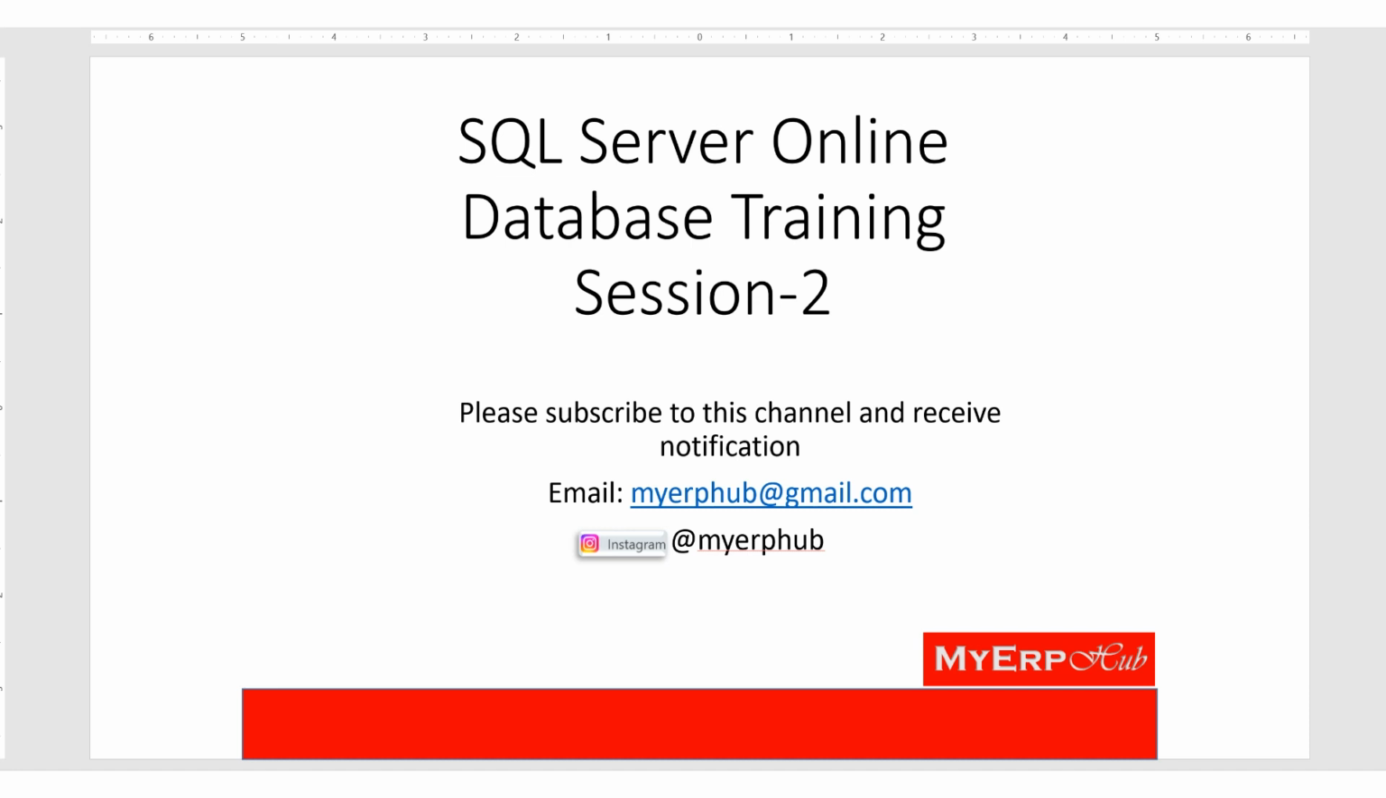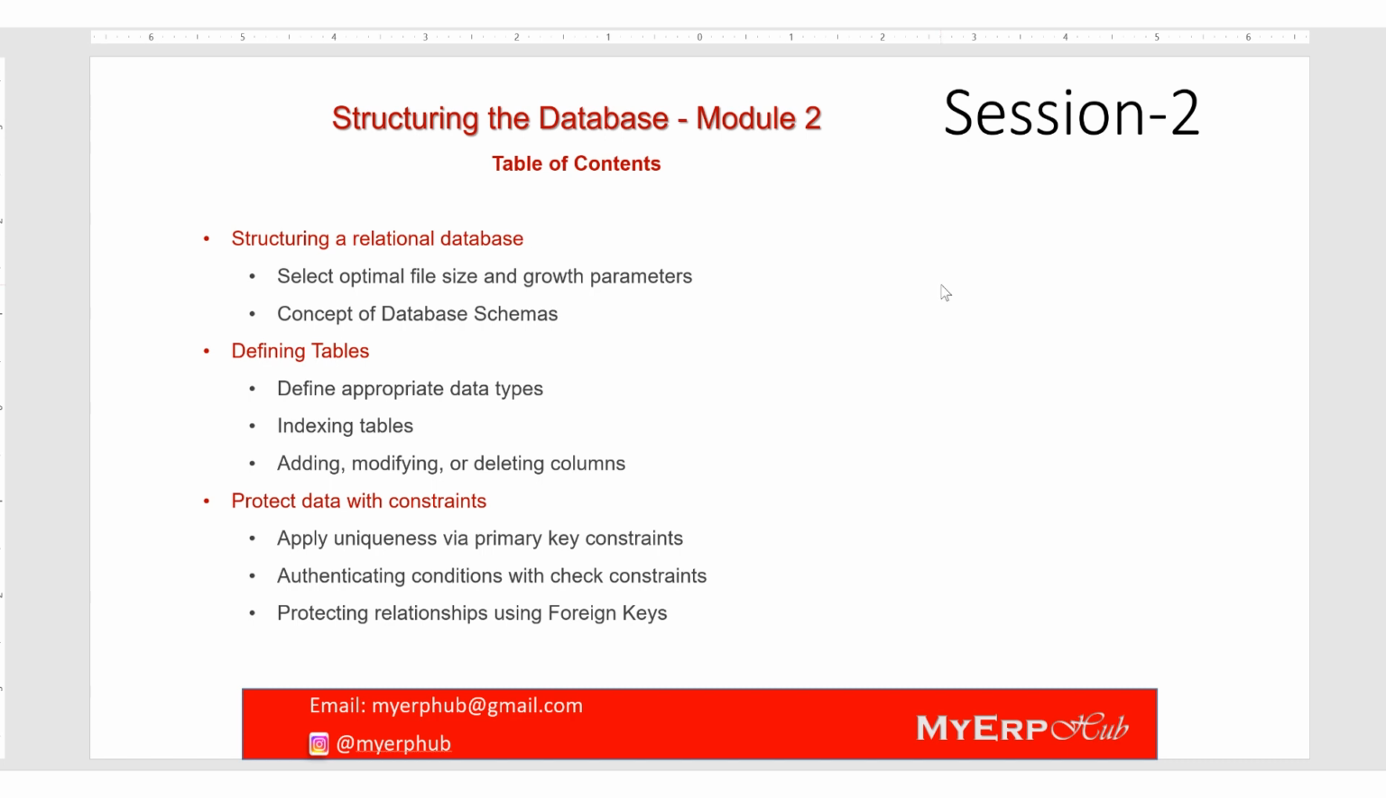This is the second session of SQL Server online database training, and we're going to cover in this session the structuring of relational database. Then we will talk about the size, the growth parameter, and the database schema. Then we will move to the definition of tables. We will talk about the indexing, adding, modifying, and deleting the columns.